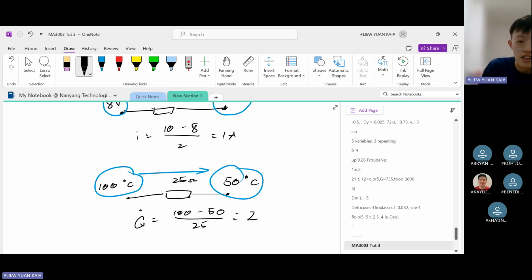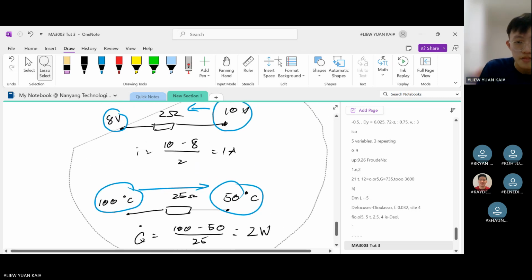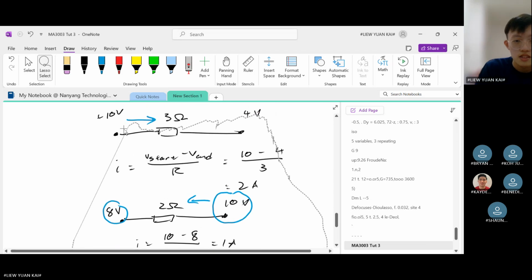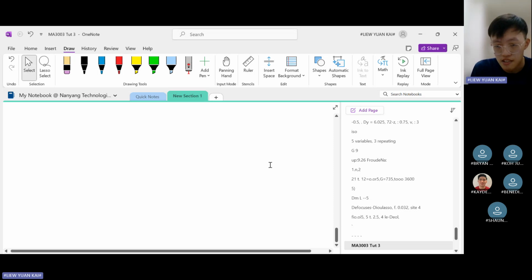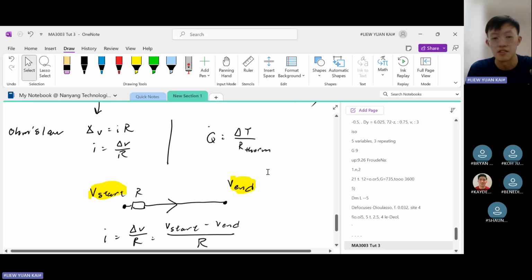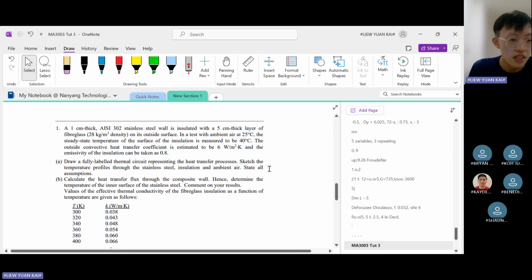And this is Q dot, right? So this unit will be watts. Okay, so you must stick with this convention. And we'll proceed to apply them in the question. Okay, sorry, this is a bit long-winded recap of 2009 and 3003, but it's essential to be able to draw the similarities between the two because you will widely apply them throughout the course. Okay, so now let's go ahead and draw this thermal circuit.